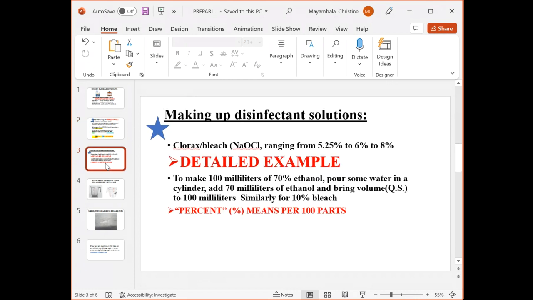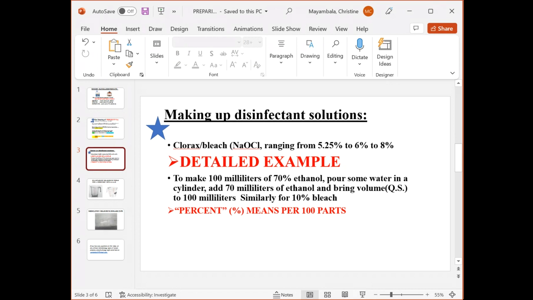Now, slide 3 again is just going into detail of how to explain how you arrive at those different concentrations. It gives you the detailed example. It says to make 100 milliliters of 70% ethanol, you pour some water in a cylinder, you add 70 mLs of pure ethanol, and then you bring the volume to 100 milliliters. The scientific term we use is quantity sufficient, or QS. That means bring the volume to a total of 100 milliliters. And that is how you prepare your disinfectants.